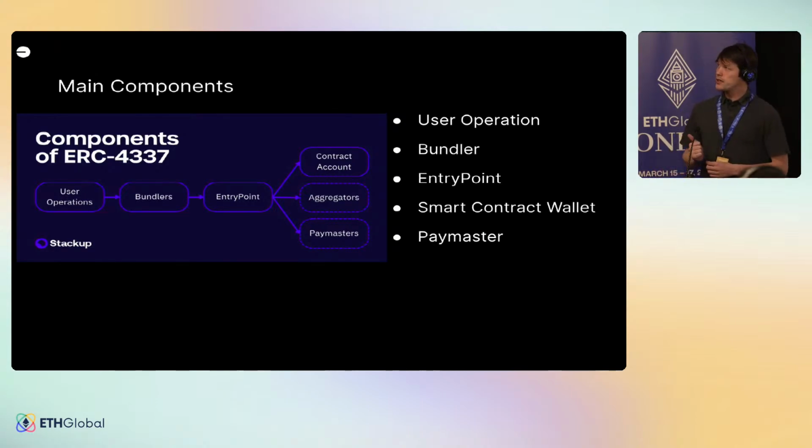You have the entry point, which is just where the bundler submits a collection of user ops. I'll break that down a little more in the next slide. Then you actually have the smart contract wallet. This is an account factory that you make your smart contract from, and it could have a series of plugins. It could be first party. There's a bunch of providers in this space, and we'll talk a bit about them too. And then lastly, you have a paymaster.